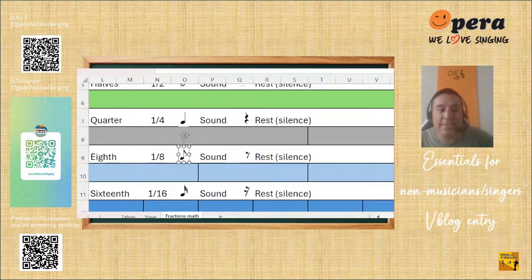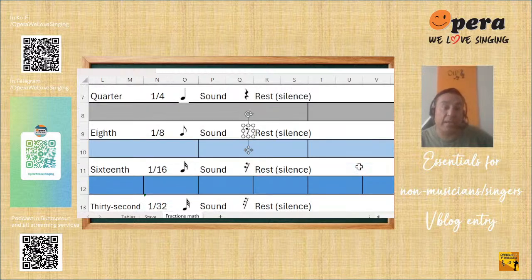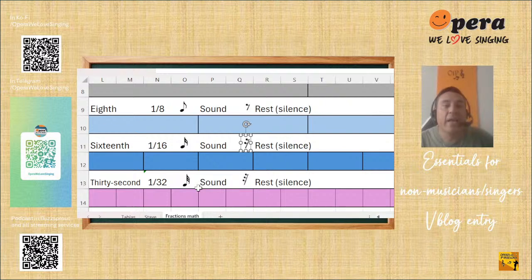The eighth has this symbol here. This is sound, and this is the absence of sound, the rest of the eighth. For the 16th, we have this guy here. This one is very easy to recognize as well as the eighth, because notice that the eighth has one tail, and its silence is a stick with one tail. The 16th has 2 tails, and the rest, or the pause or the silence, has 2 tails. And the 32nd has 3 tails in sound, and the silence has 3 tails in the stick. So they are very easy to recognize because of that.